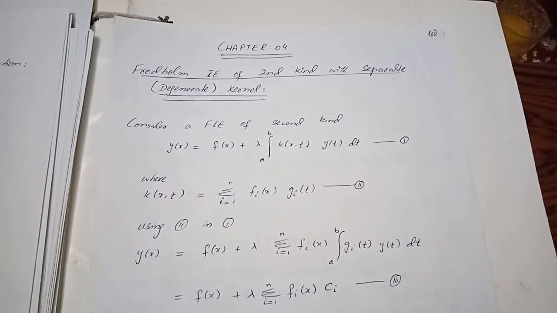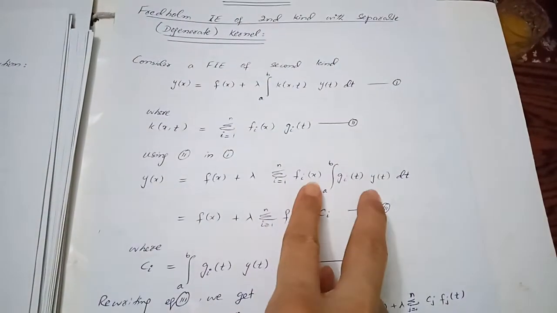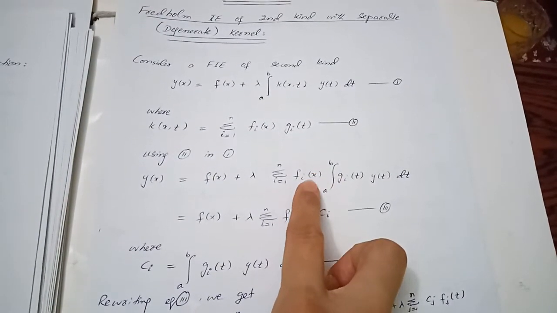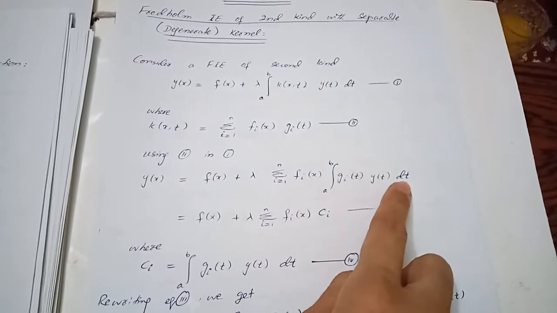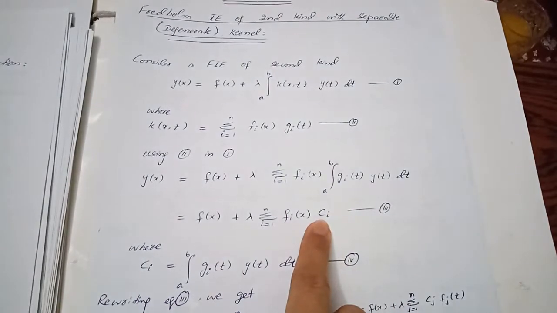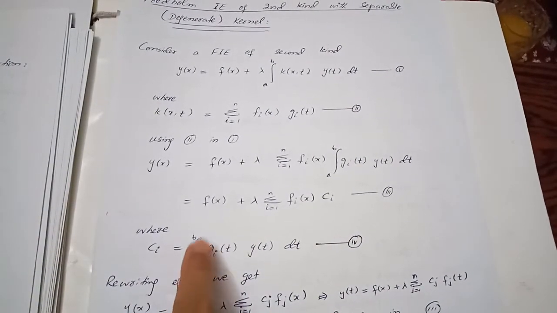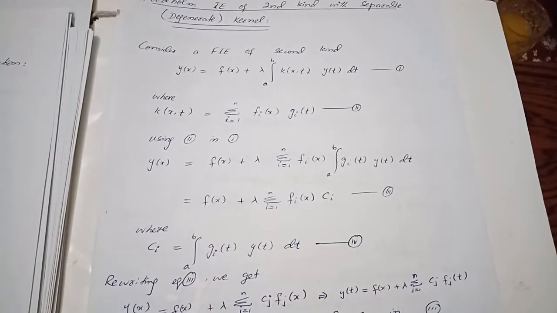Now we know that whenever we have a separable or degenerate kernel, we just separate the functions like this. And then after taking out the variables that are not taking part in integration, just take this integral as c. So let's take it as c i. Mark it as equation 3 and now write this c i here. c i is integration from a to b g i of t y of t dt. Mark it as equation number 4.